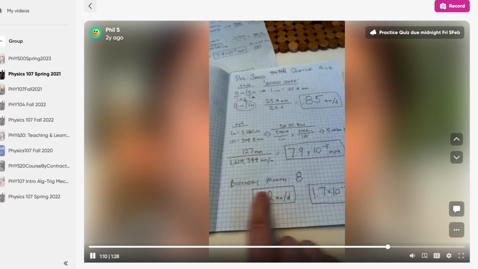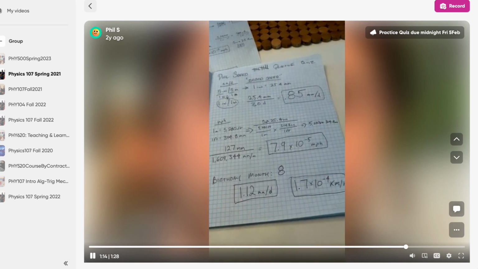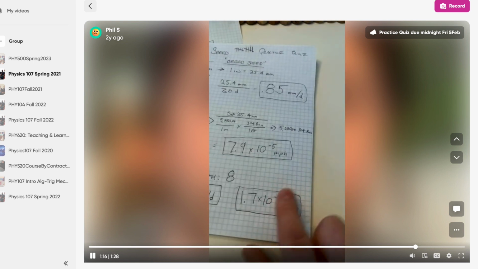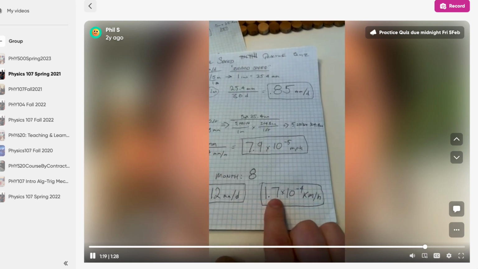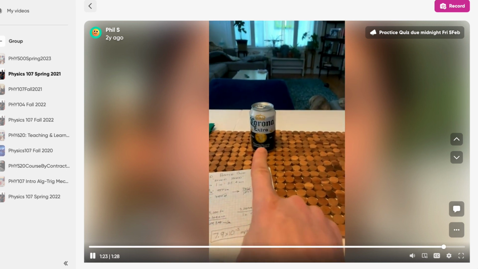My birthday month is 8, so we got 1.12 millimeters a day that my fake beard grew, and in kilometers an hour, it grew 1.7 times 10 to the negative 4th power. Now I get to have that.